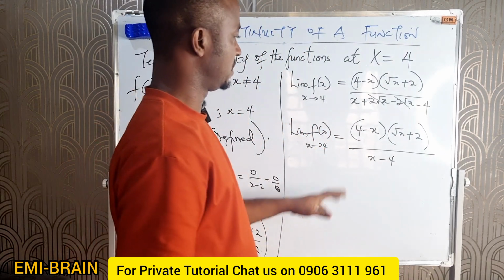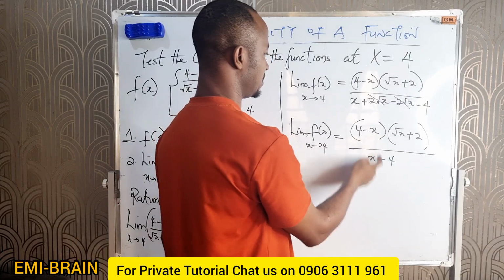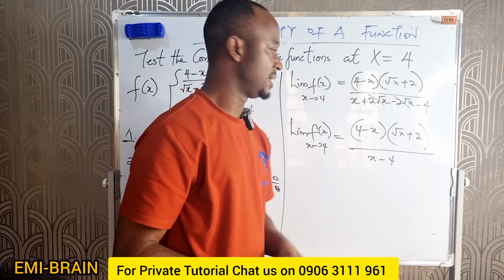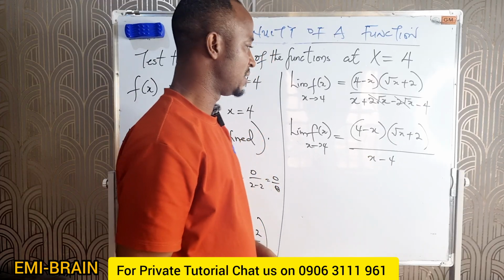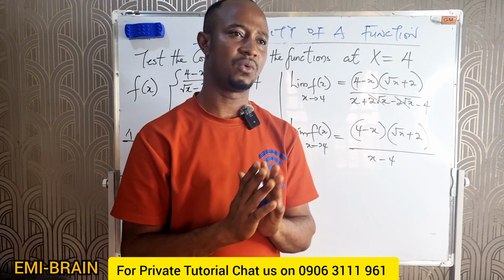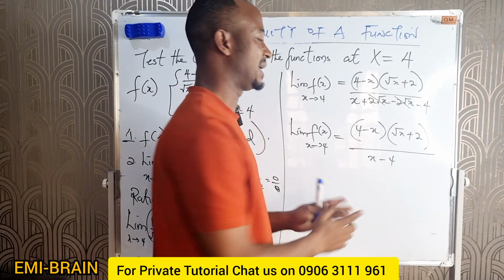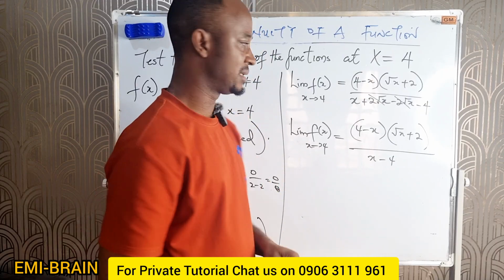Now, if you look at this, these two expressions look similar, but not really exactly the same. Here we have 4 minus x. Here we have x minus 4. Now, we're going to think out a way where we can make them to be the same so they can easily cancel out. All right?